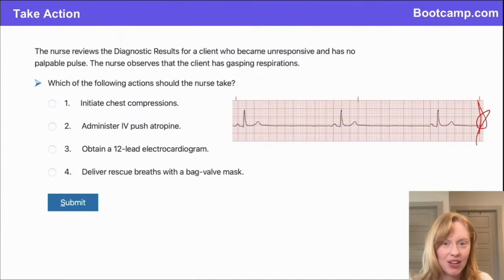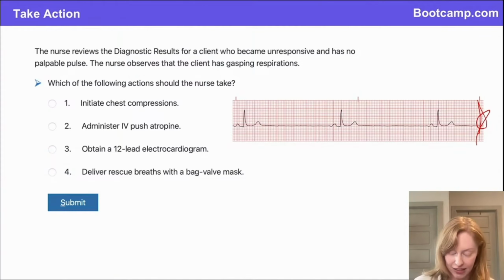this rhythm? I'm going to let y'all kind of trickle in your answers for that, but we're being asked, which of the following actions should the nurse take? Should we initiate chest compressions, give IV push atropine, obtain a 12-lead electrocardiogram, or deliver rescue breaths? All right, Marky says PEA. All right, start CPR. So most of you want to start CPR, and I am glad.